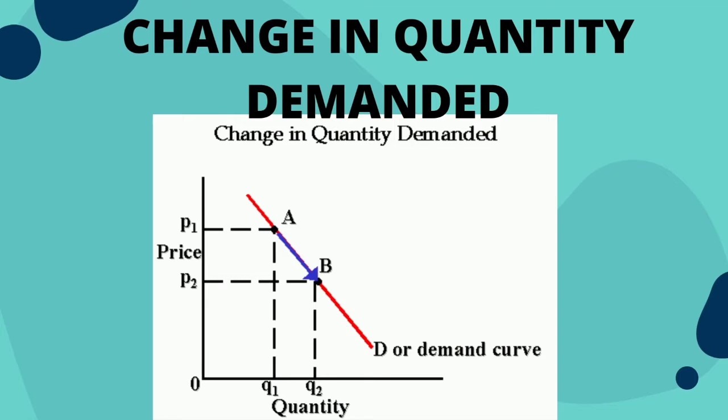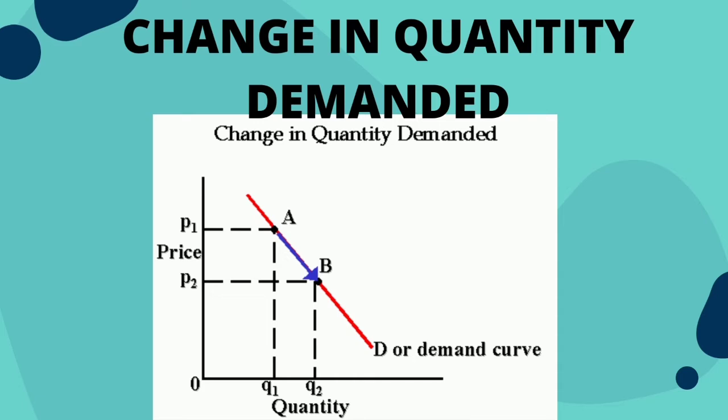Change in quantity demanded. It is a change that occurs as a result of a change in the price of a commodity, and it involves a movement along the same demand curve, either upward or downward. The cause of the change in quantity demanded is due to change in the price of the commodity under consideration.